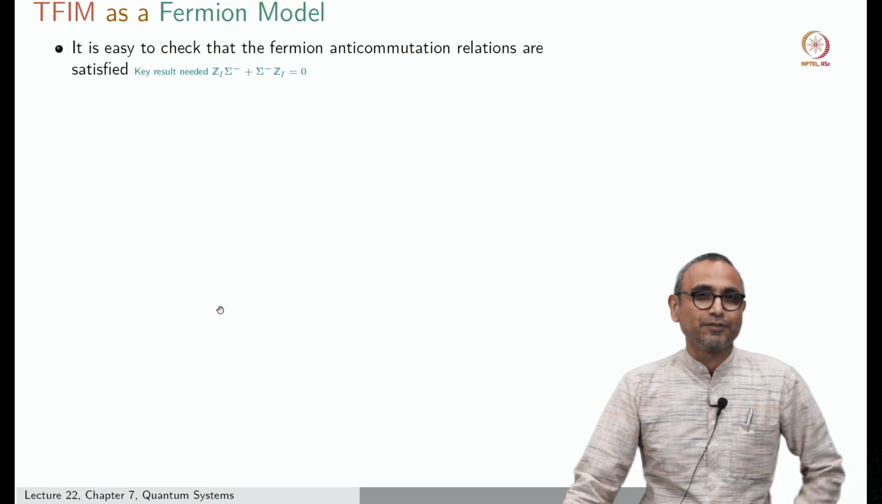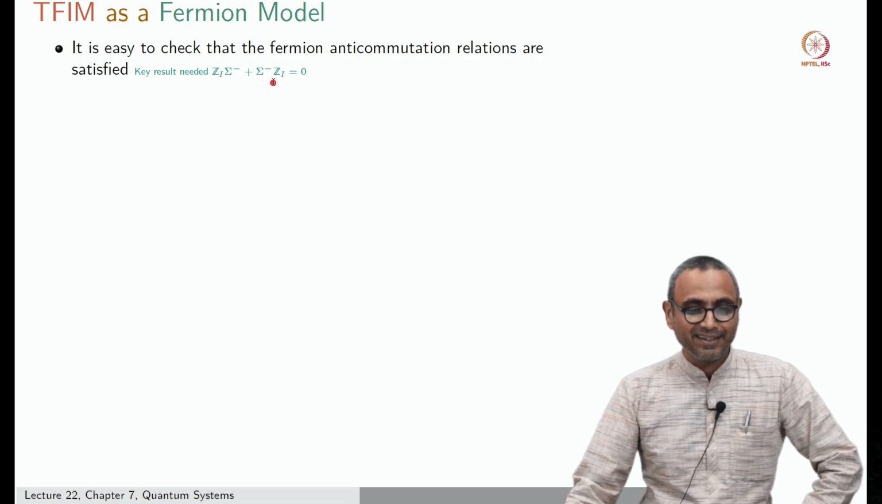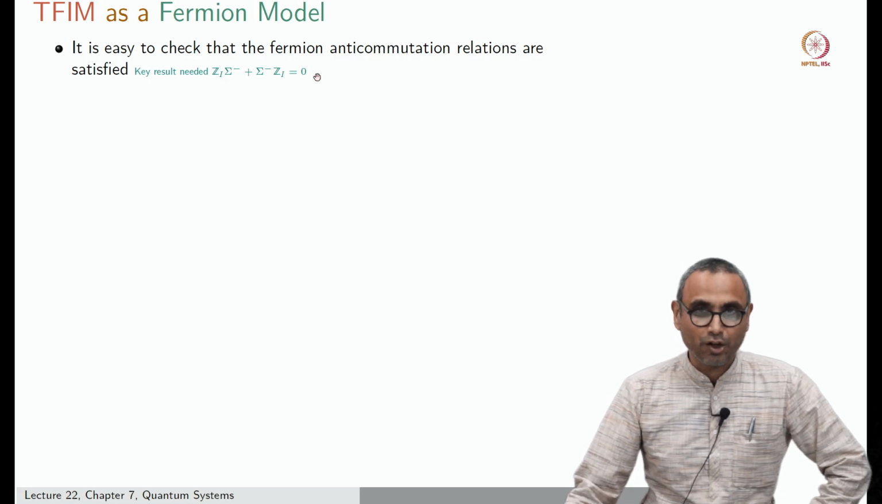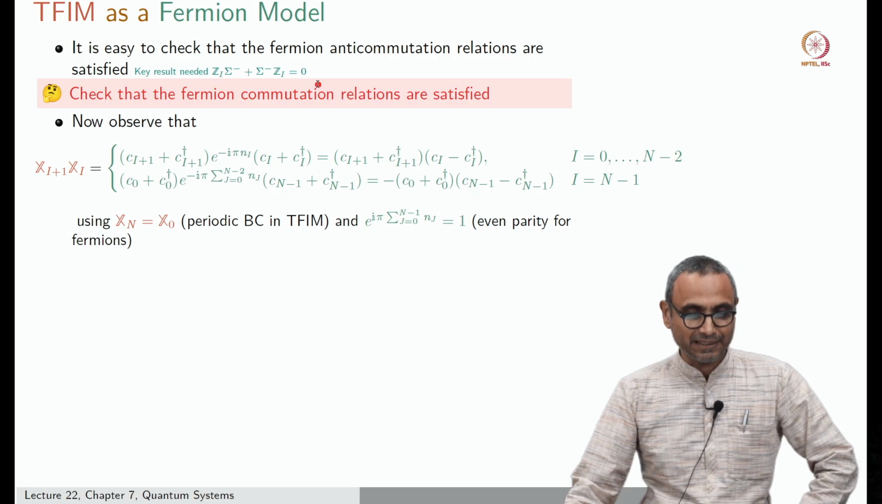Okay. So if you just work through a bit, you will realize that the key result that you need is just that Zi, and there should be an i here and an i here, anticommutator is equal to 0. That's all the result that you need. Okay, and then you will see that everything is satisfied.